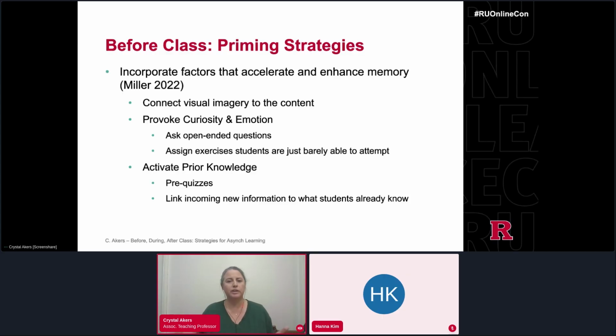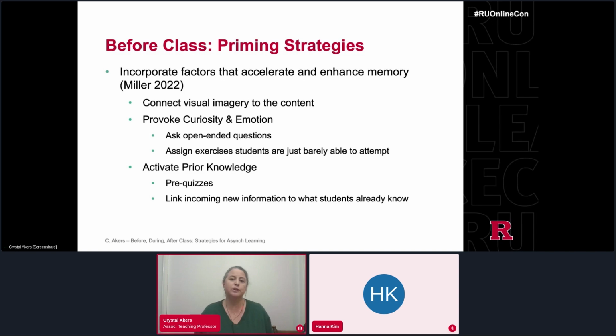Same thing with provoking curiosity and providing some kind of emotional charge. So we can provoke curiosity by asking open-ended questions and even assigning exercises that students are just barely able to attempt. Provoking curiosity itself can help to heighten surprise, adding that bit of emotion. And emotion heightens memory. So if you can provoke curiosity with a little bit of emotional charge, then you're working with a recipe for success in memory retention. That's what the research tells us.